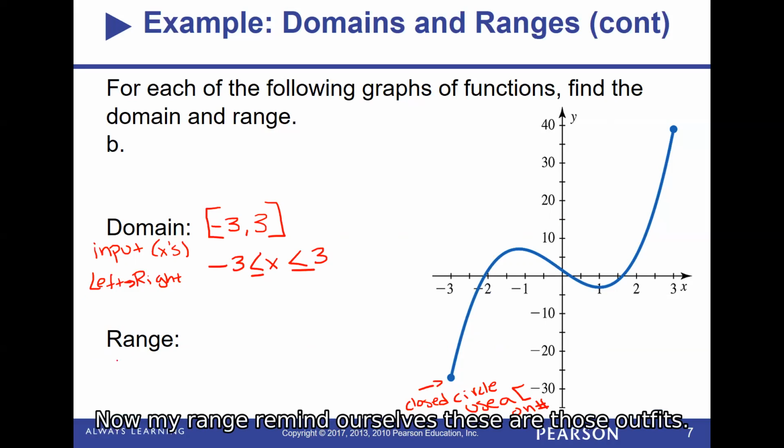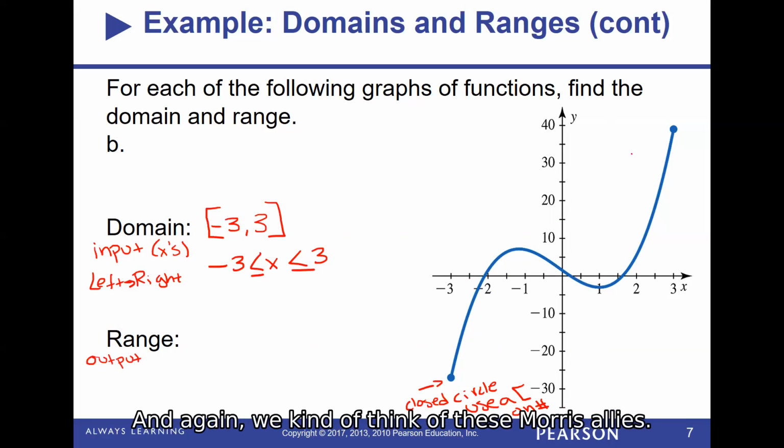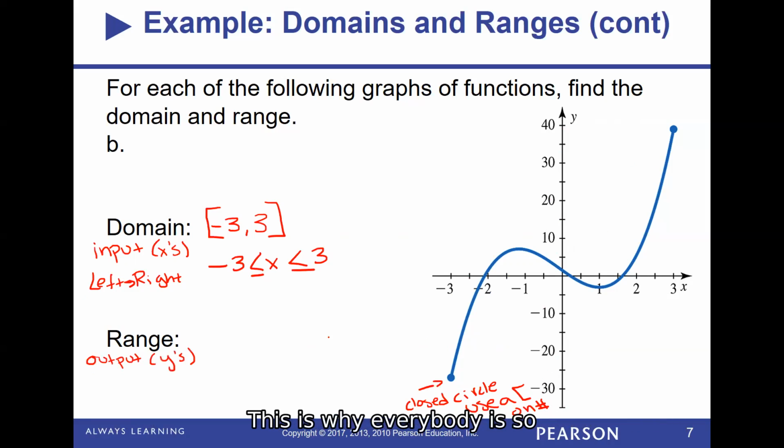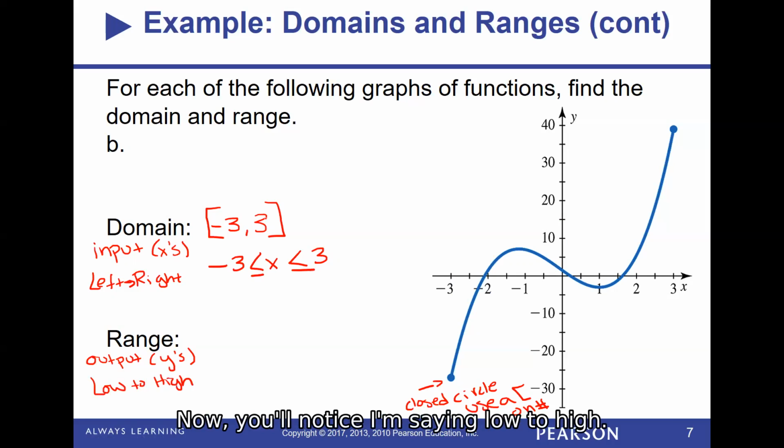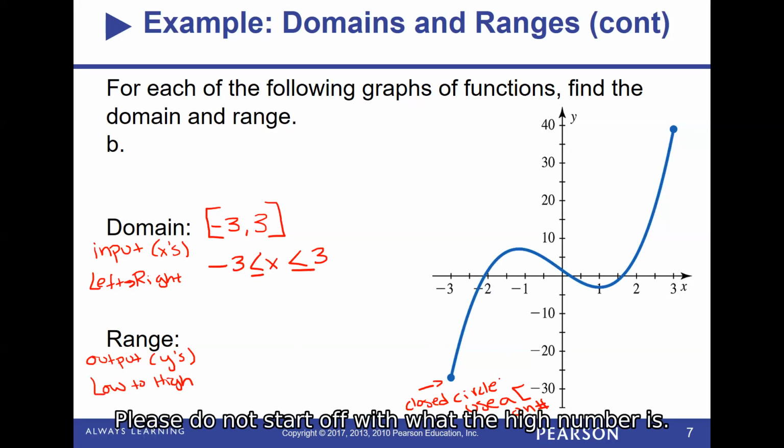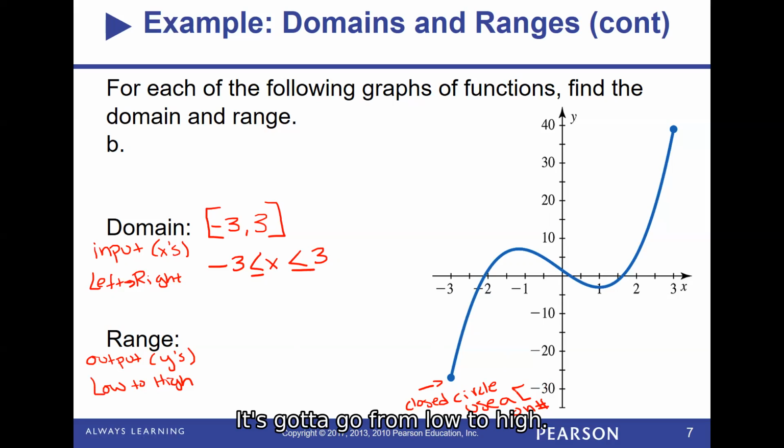Now my range, remind ourselves, these are those outputs. And again, we kind of think of these more as the y's. This is why everybody associates domain and range with x's and y's. Now, y values, as I look at my graph here, happen to go in the vertical direction. So this is where we go from low to high. Now, you'll notice I'm saying low to high. Please do not start off with what the high number is. It's got to go from low to high, especially when you're talking about interval notation. If it's not written from the smallest number to the largest number, it will count you wrong.